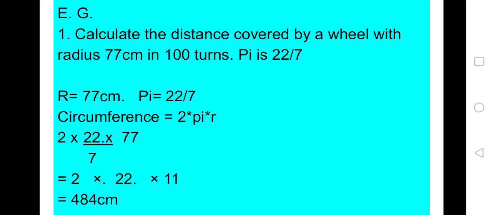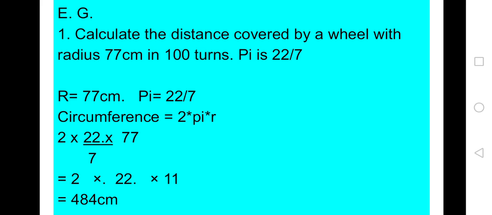If we are given the diameter, we will be using pi d. But in this case, we are given the radius, and so we'll use 2 times pi times r. Okay, so when we put our details into our formula, you multiply 2 by 22/7 times 77 all over 1.